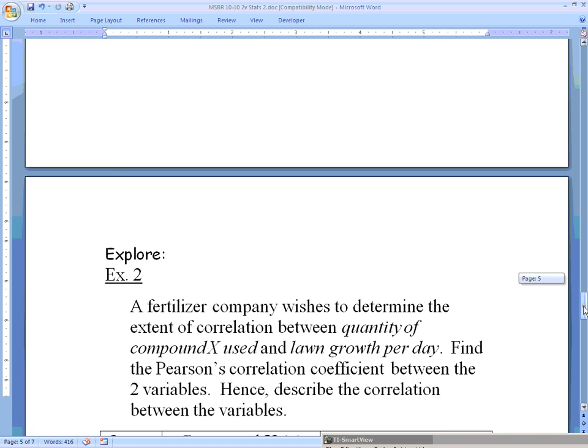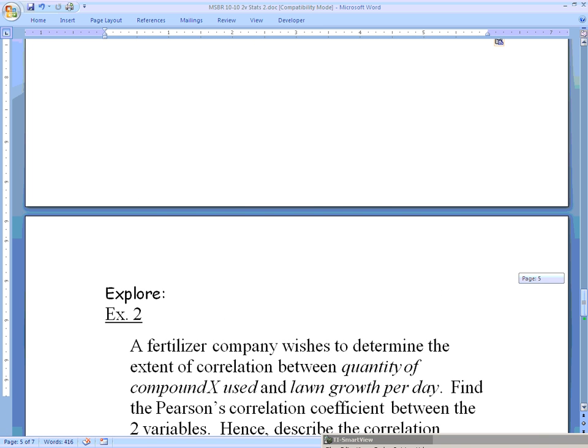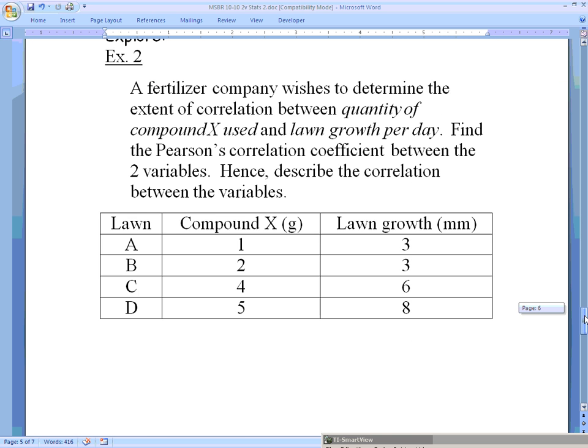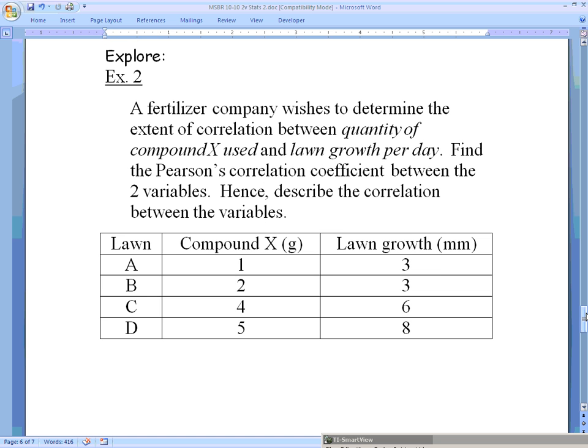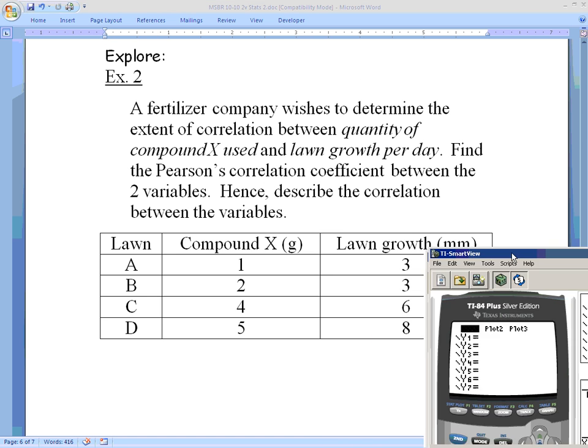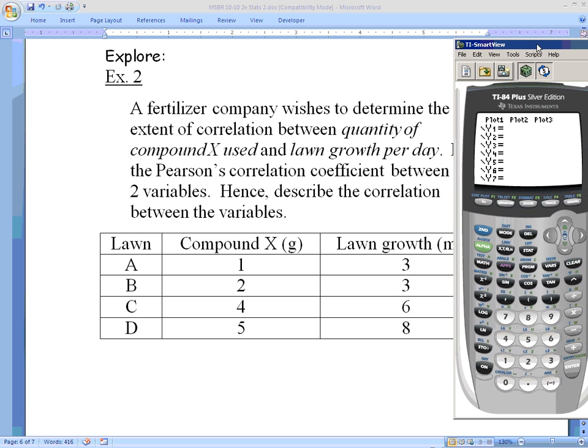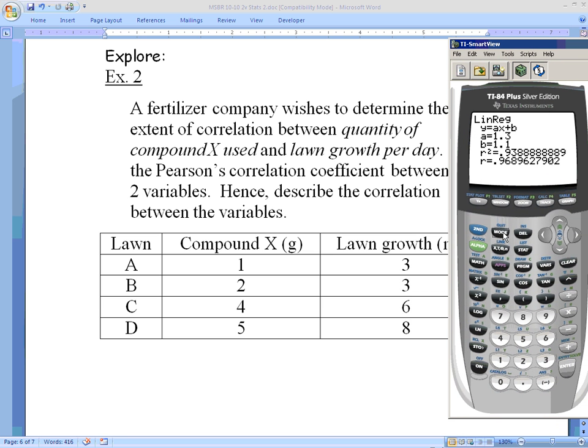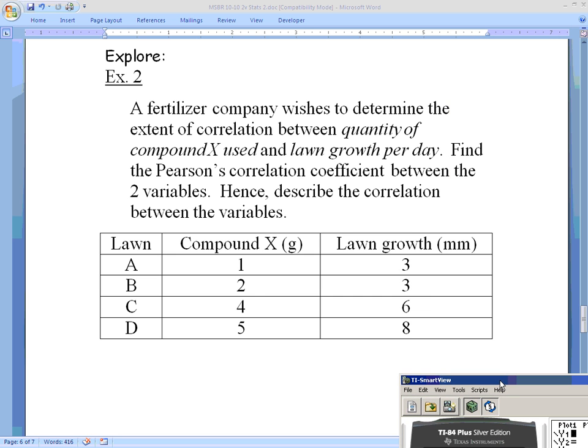Now, how can we find this value using technology? I've got a simple little bit of data here. I'm going to show you 2 things. First and foremost, something above and beyond what we need. I'm going to show you how to actually put this in the calculator, and not just put it in the calculator, but make a graph of this data. I'm going to show you how to make a scatter plot on the calculator, which is not the most useful thing, but it's a quick way to make a graph for us.